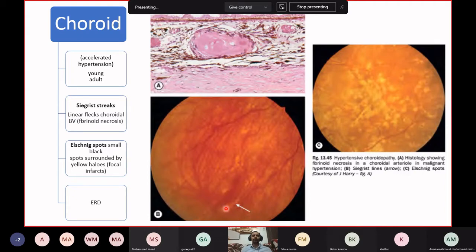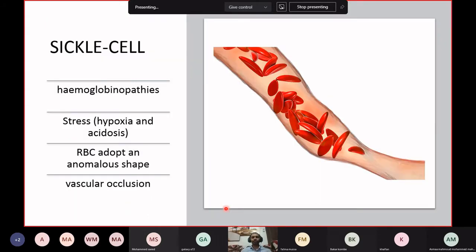Okay. A second thing, it will be important for those who will work in the Gulf area, for example, because in Saudi Arabia, Emirates, Qatar, those countries, the rate of consanguinity is very high. So lots of them suffer sickle cell and its consequences, sickle cell retinopathy. It's one of the hemoglobinopathies in which stress by hypoxia or acidosis will make the red blood cell assume a sickle shape, which may cause vascular occlusion.